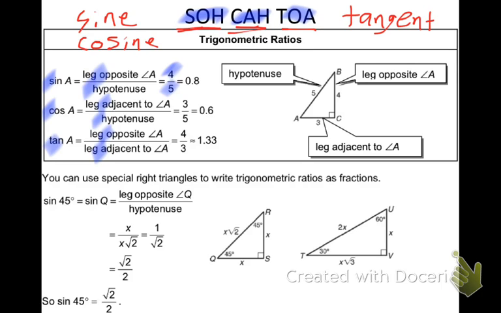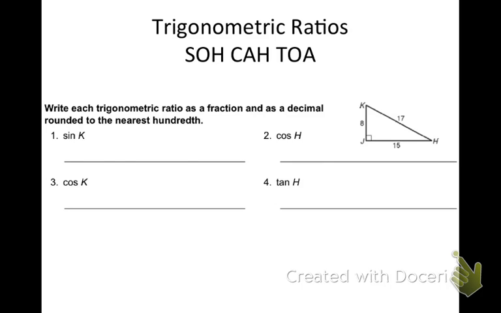All right, so let's look at the first problem here. I want to write each trigonometric ratio as a fraction and as a decimal rounded to the nearest hundredth.